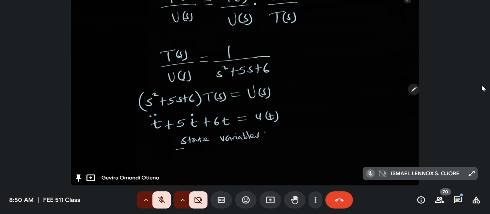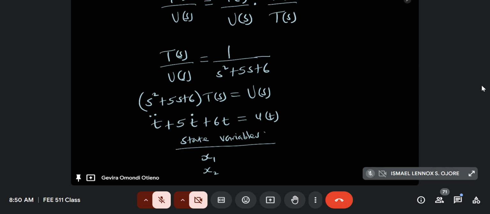Remember, we are converting a transfer function into state space representation, which we are calling controllable canonical form. Now, how do we know how many variables we pick? We look at the order of our differential equation. Our differential equation is second order, meaning we need 2 state variables, x1 and x2.